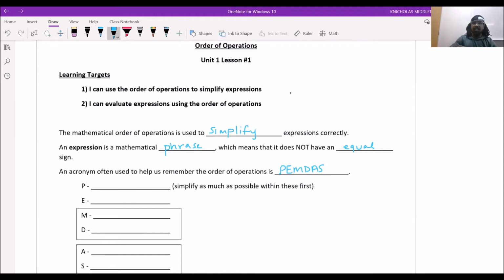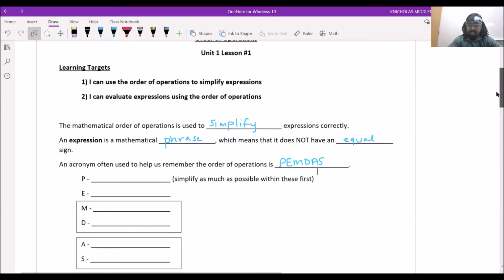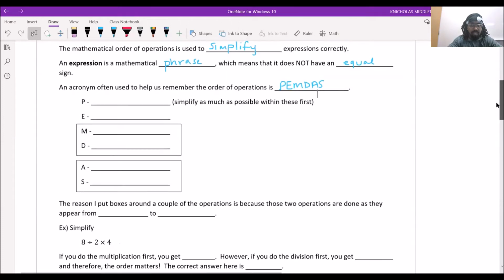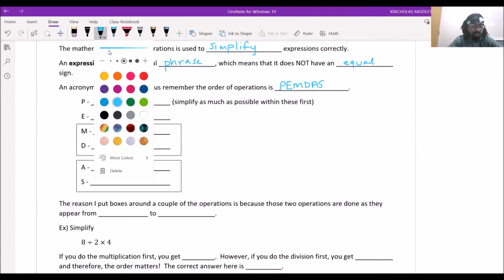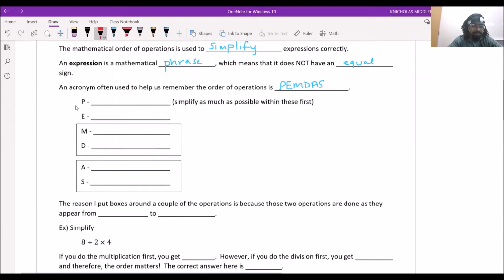This acronym, all those letters stand for something else in its place, a mathematical consideration you should take in order. As we go through, I'm going to change the color because I have two light blues up, which is not going to be helpful. P stands for parentheses. We should consider parentheses first as we simplify expressions, and then exponents.